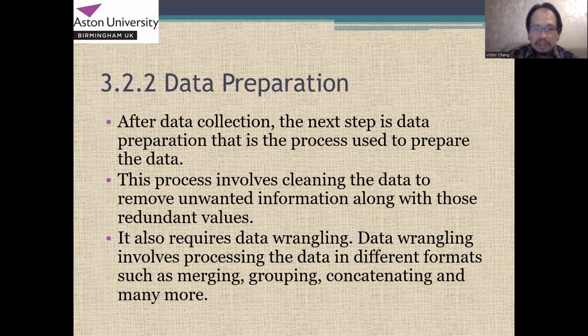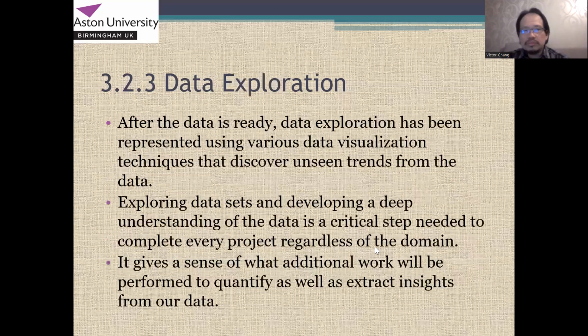It also requires data wrangling. So there is a process to put the data in different formats, such as merging, grouping, and concatenating, and many more. So we perform a series of data operations to ensure that it works.